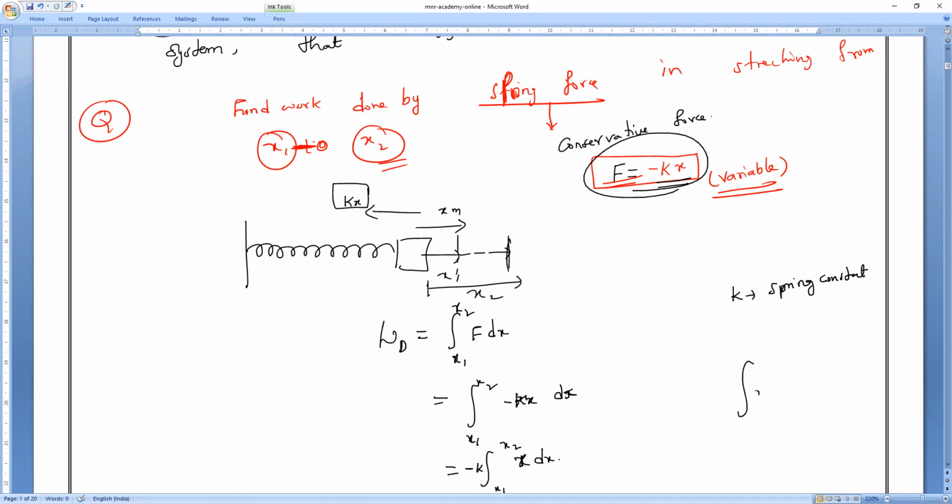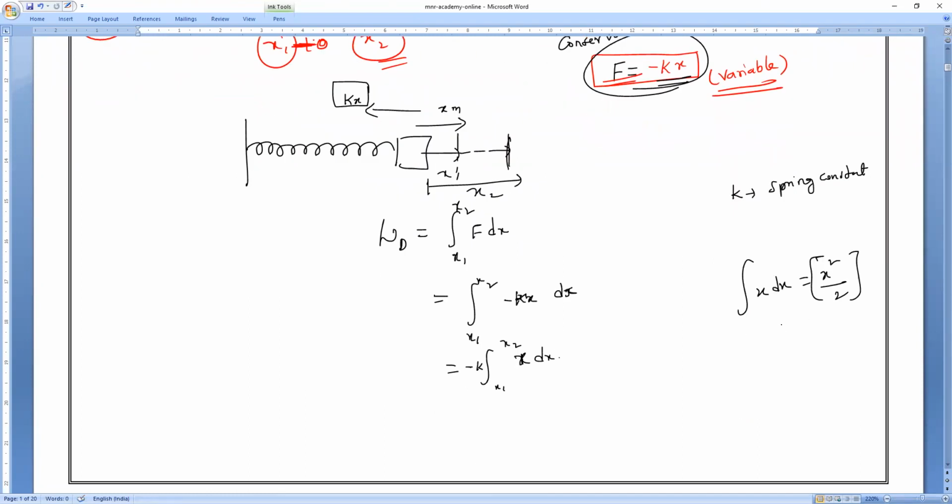So what is the integration of x dx? Anybody can tell? Which is equals to what? X square by 2. Am I right or wrong? Please learn the formula. X power n integrated is equals to, what is the formula? X power n plus 1 divided by n plus 1. So please learn it.